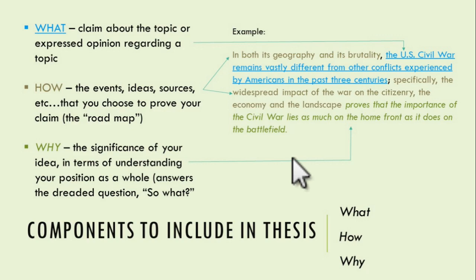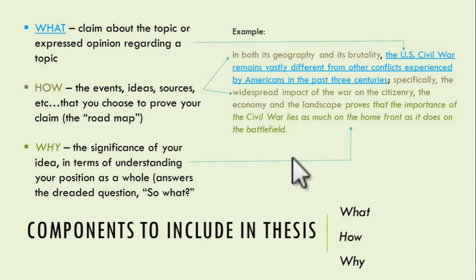And then this opinion will be proven with the how. The events, ideas, sources that you choose to prove your claim. And in this instance, it says specifically the widespread impact of the war on the citizenry. Right? That's one detail. The economy, that's another detail. And the landscape, the physical geography. This proves, this is the why, that the importance of the Civil War lies as much on the home front as it does on the battlefield. So you have your what in blue, and then the how, extremely important.